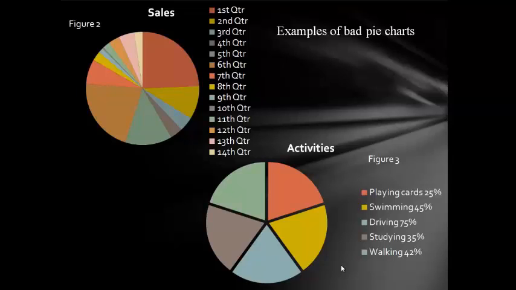Here are some examples of bad pie charts. In figure 2, we can see that there are many categories. As I mentioned earlier, for pie charts, limit your categories to 7. In figure 2, we can also see that the sum of all parts does not add up to 100%. Make sure that you do not exceed 7 categories and that your pie chart adds up to 100%.